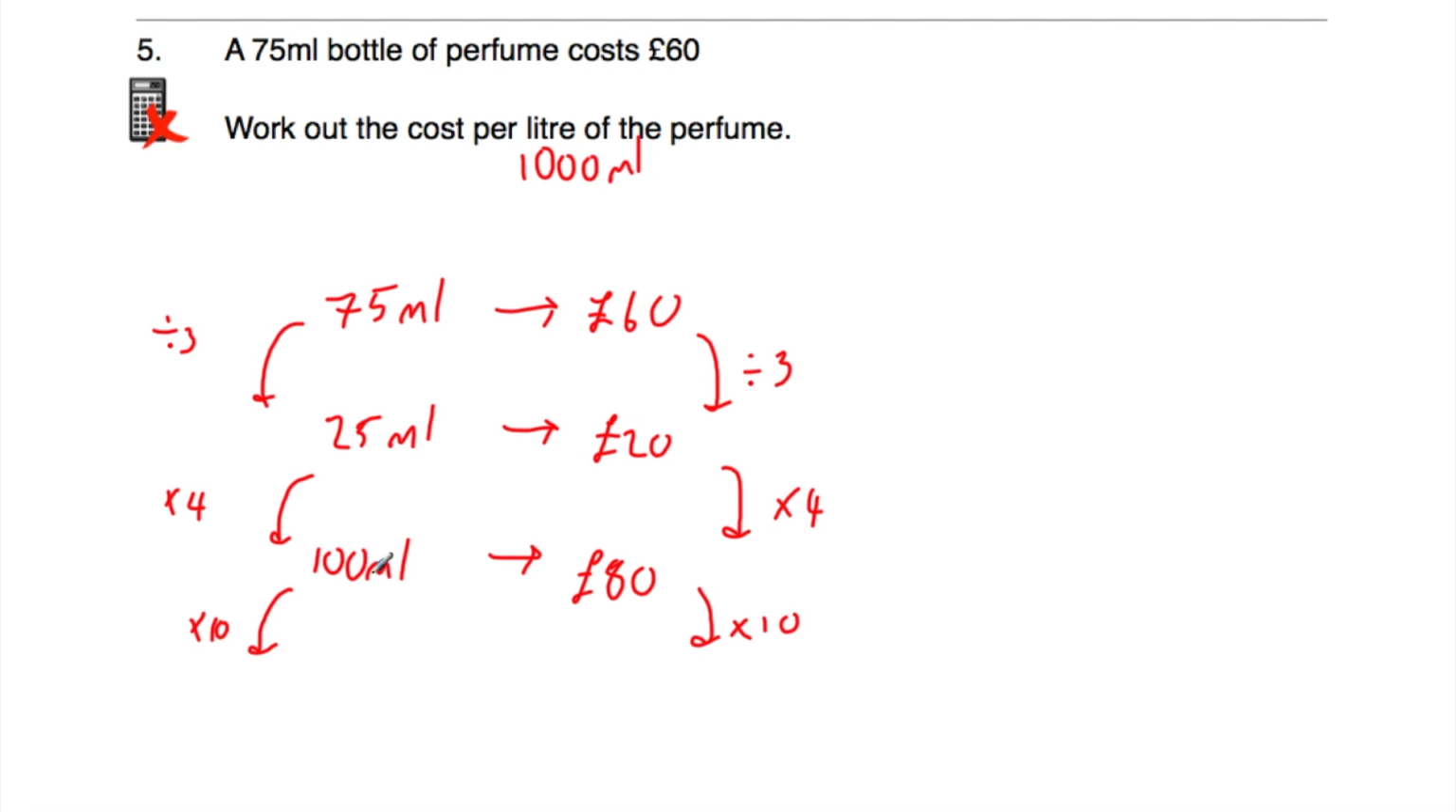And 100 times 10 is 1,000 millilitres. And that would be equal to 80 times 10, which is £800. So that means that 1,000 millilitres, or 1 litre, of the perfume would cost £800.